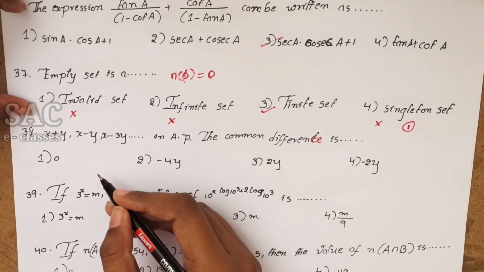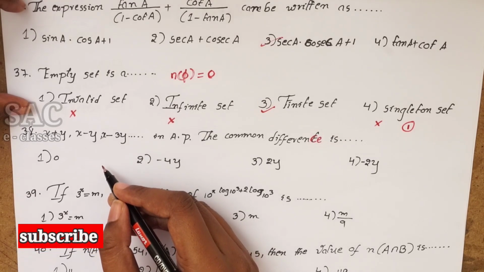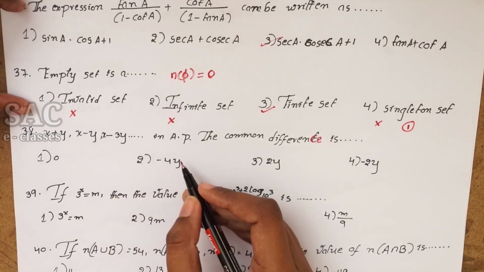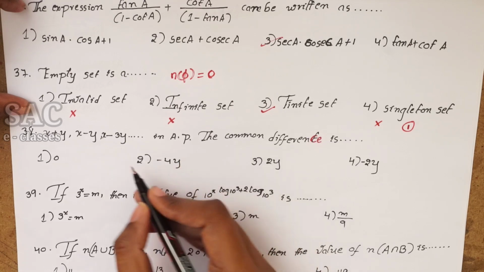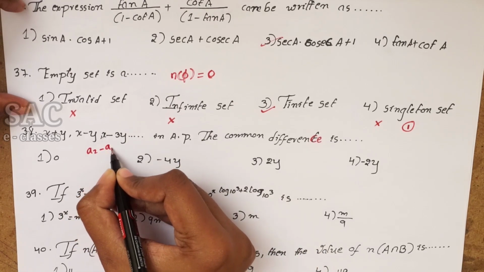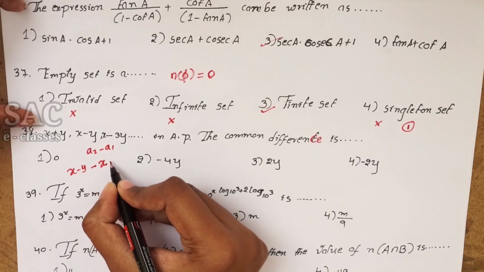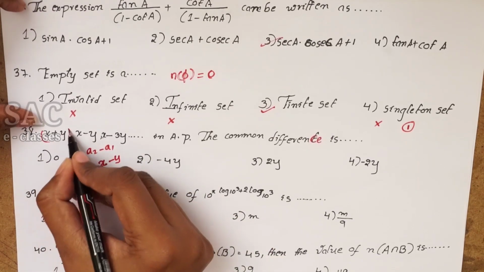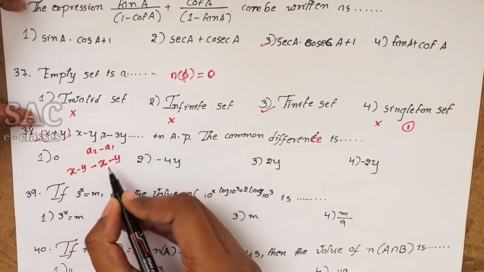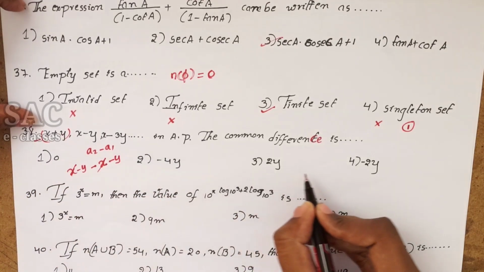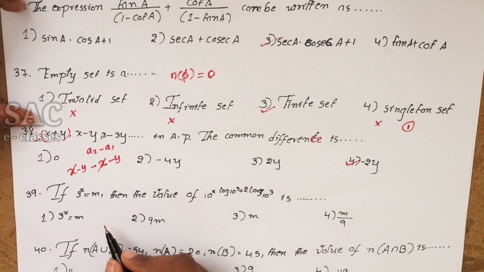Now x plus y comma x minus y comma x minus 3y are in AP, then the common difference is B. Common difference means A2 minus A1. A2 means x minus y, minus A1, x minus y, because minus x minus y. Getting cancelled, the answer is minus 2y.